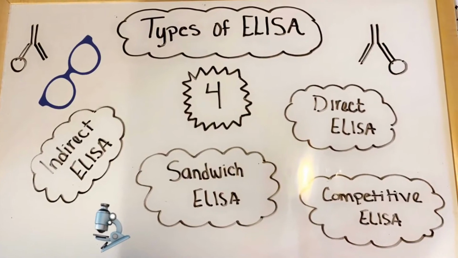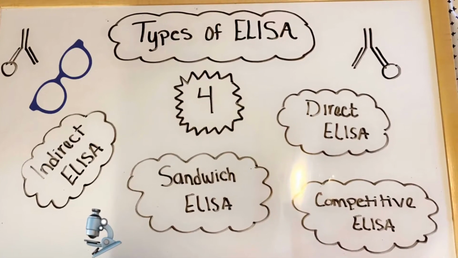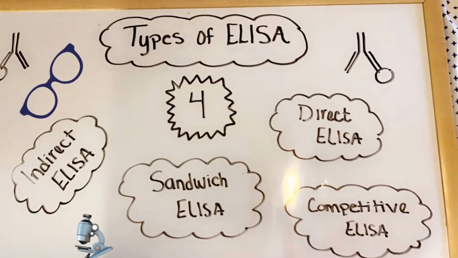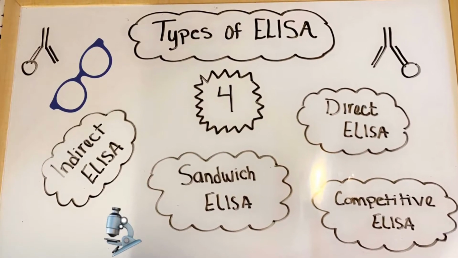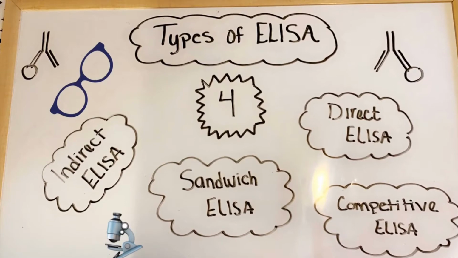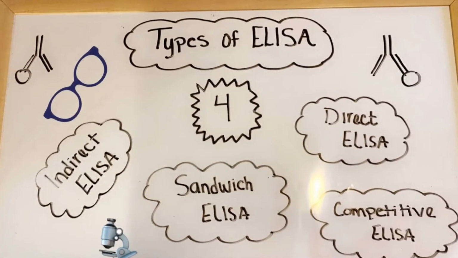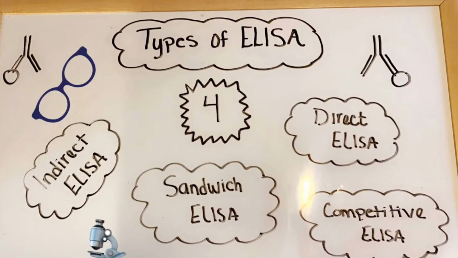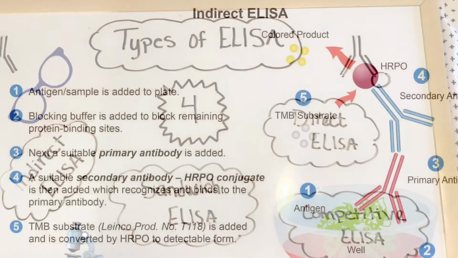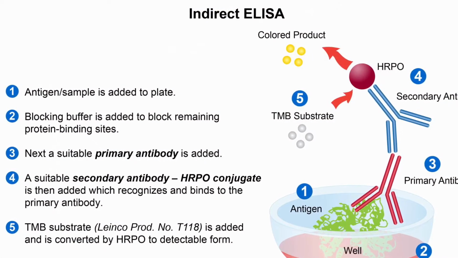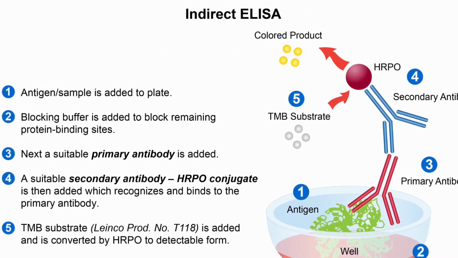We move our attention over to the different types of ELISA. There are 4 different types of ELISA, and these types include indirect ELISA, sandwich ELISA, direct ELISA, and competitive ELISA. Let's now take a look at the differences between each ELISA test.